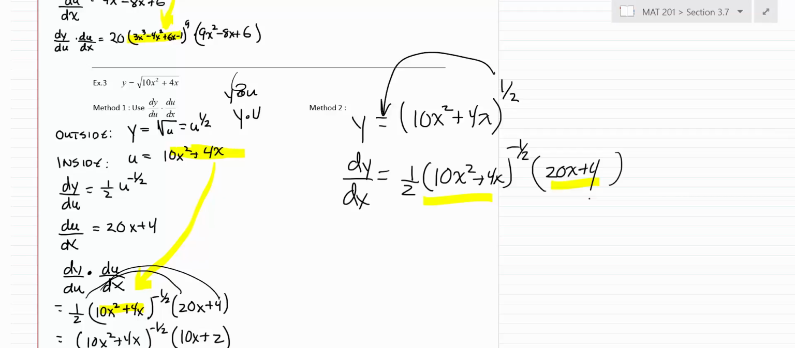Okay, so what do you guys think about the chain rule? That's not too bad. It's a nice shortcut. So I think you'll be okay.